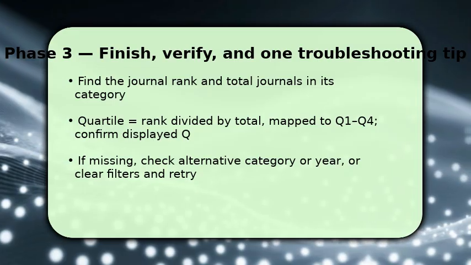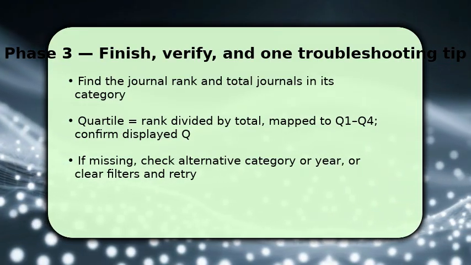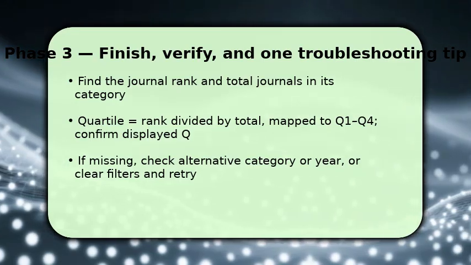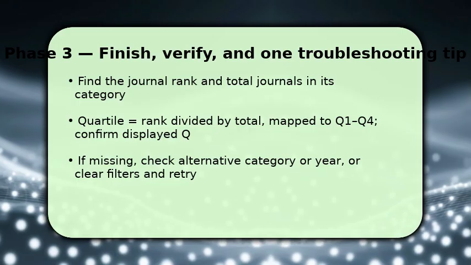If you can't find the journal or quartile, make sure you selected the right year and category, clear filters, and try again. If problems persist, contact your library or support for access or indexing issues.